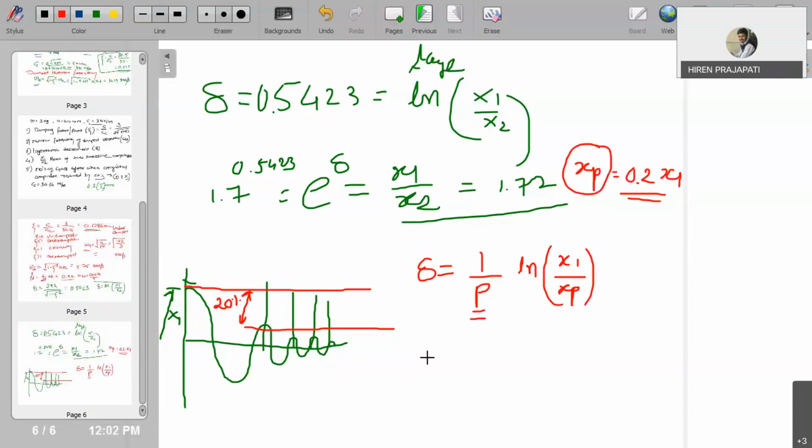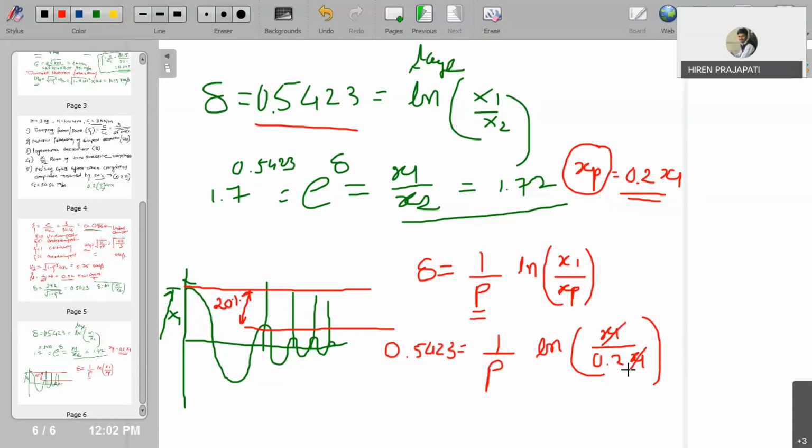So let us put it here. We already have delta. What is the logarithmic decrement? 0.5423. Now the number of cycles p is to be found. p stands for number of cycles, right? And this is ln x1, value of x1 as it is. Now this x1 is to be reduced by 20%, so I can say xp is 0.2 times x1. So x1 cancels out.